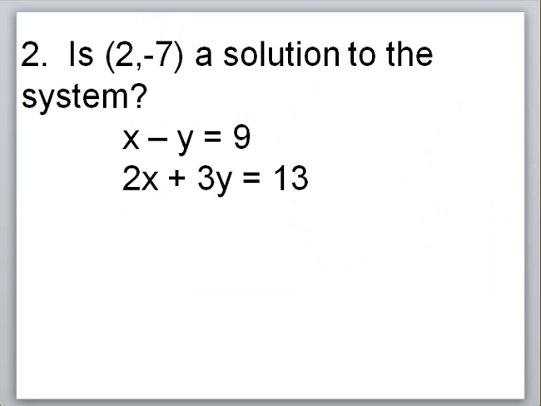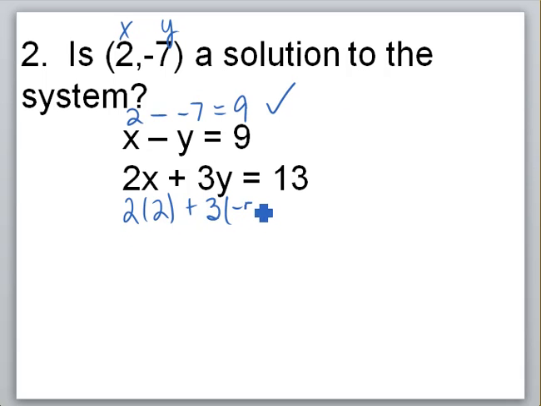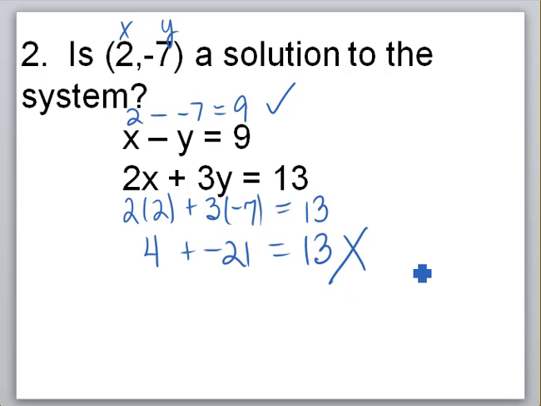This next problem, we're doing the same thing. We're going to check whether or not (2, -7) is the solution. So this is my x and this is my y. I'm going to plug in 2 minus my y value is -7. Does that equal 9? That's the question we're asking. Yes, it does. So then what I'm going to do is I'm going to plug in my x value and I'm going to plug in my y value and I'm going to ask myself if it equals 13. Well, this gives me 4 plus -21. Does that equal 13? No, it does not. Because it does not work for the second equation, this is not a solution to the system.